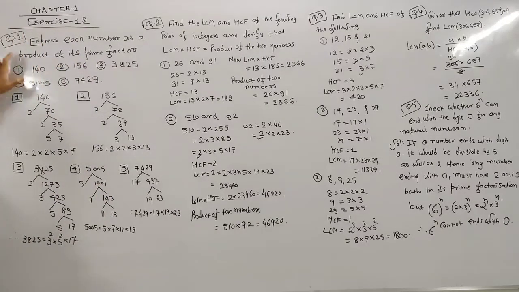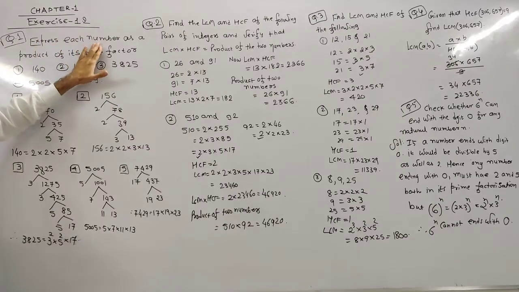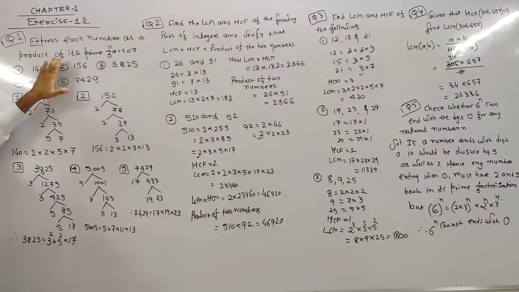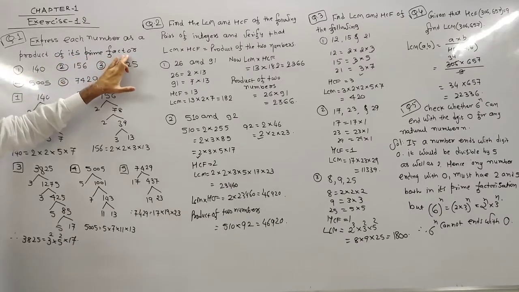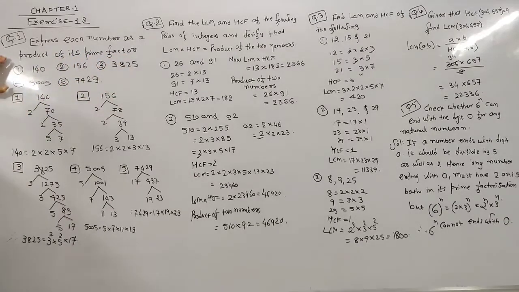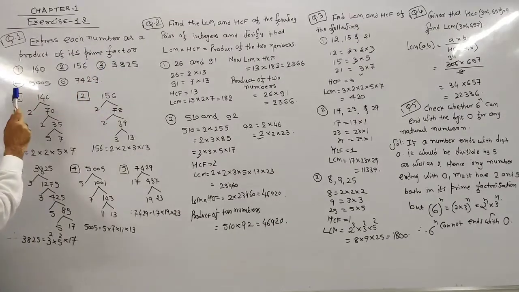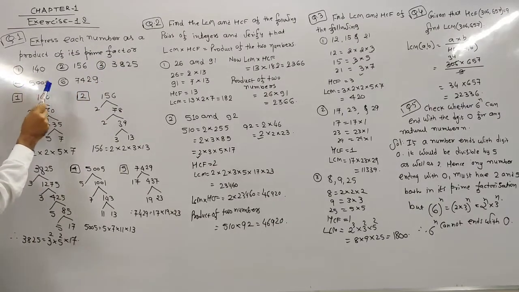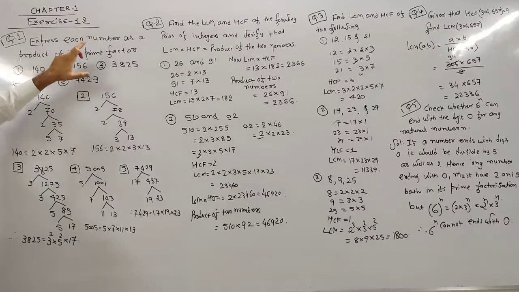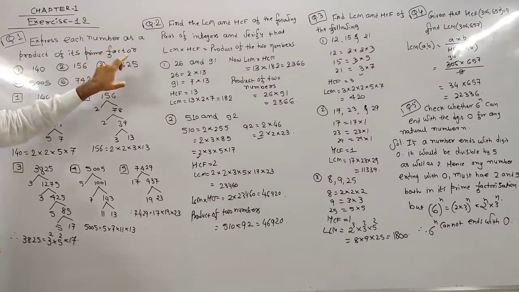Question number 1. Express each number as a product of its prime factors. 5 examples are given to you: 140, 156, 3825, 5005, 7429. Very simple question. I think you have already studied this in 7th and 8th standard also. Numbers are given to you and you have to convert them into prime factors.